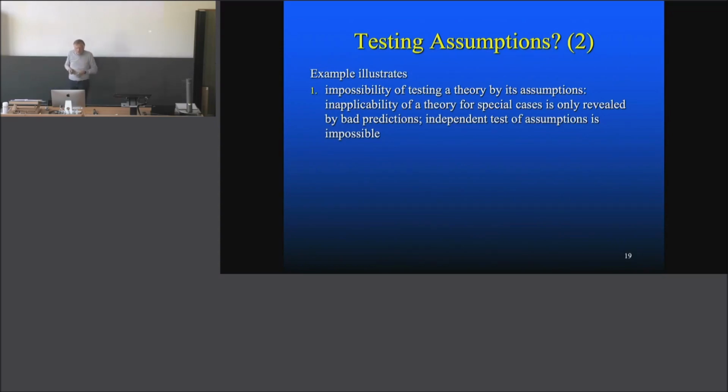No, the inapplicability of a theory for special cases is only revealed by bad predictions. And an independent test of the assumptions is impossible. And the assumption here is, as I said, air pressure. Is it close enough to 0 to apply the law of free fall? And there he says, look, the only way to test it is by the predictions. You cannot directly test that because you don't know what it means to say close enough to 0. What is it? 1, 100, 10 to the minus 15?